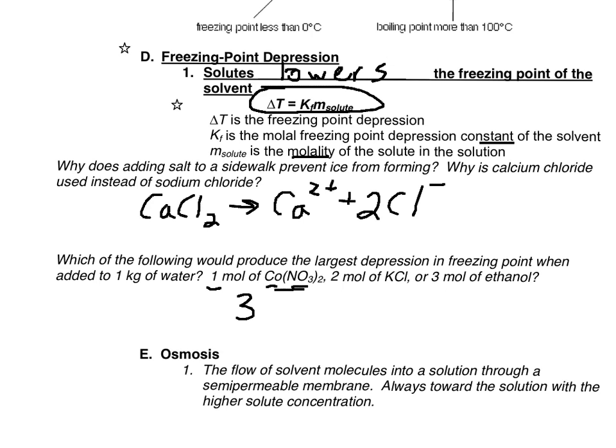If I put in 2 moles of KCl, it dissociates into 2 particles, so 2 times 2, this is going to form 4 moles of particles. Or 3 moles of ethanol. Ethanol is an organic compound. It is not going to dissociate, and so it is just going to form 3 moles of particles. So 2 moles of KCl is going to have the greatest freezing point depression or boiling point elevation when you put it into water, because you're putting the most moles of solute particles into the water.